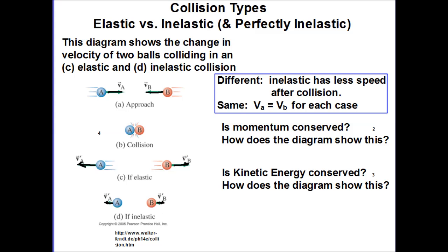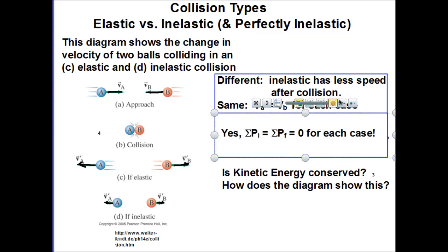Now that helps us understand momentum. Is momentum conserved? And the answer is yes, it is conserved in either of these cases. In both cases, the initial momentum, if these are equal mass balls and they're moving with equal speeds, the total momentum is 0 in each case. And that's the case regardless of whether or not it's an elastic collision or an inelastic collision.